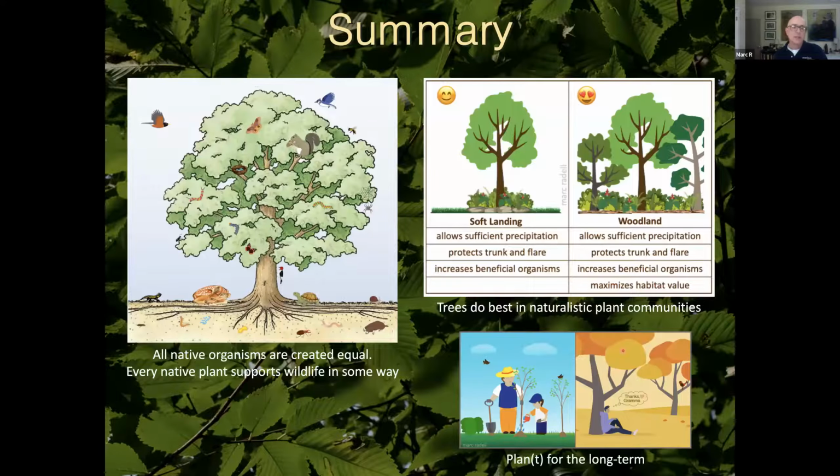In summary, all native organisms are created equal. Every native tree has a place and is as valuable as any other tree. So try to plant the species that Mother Nature had all figured out. We don't need to figure it out. You plant the species that are native to your area and your ecosystem, and it will support wildlife in some ways. They do best in these naturalistic communities, and you want to plant them for the long term.